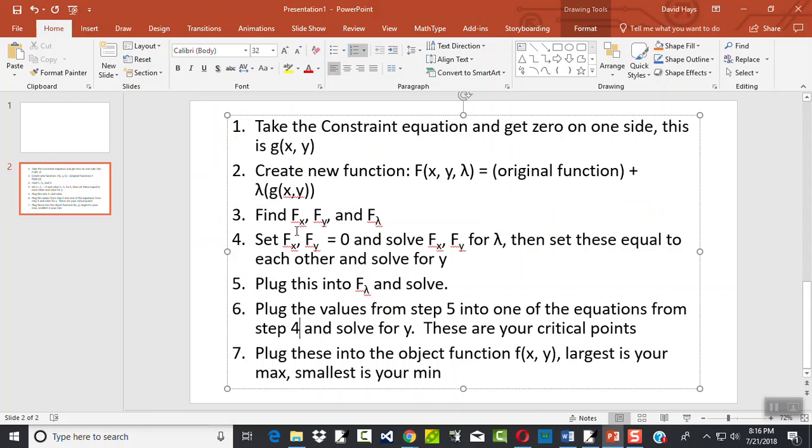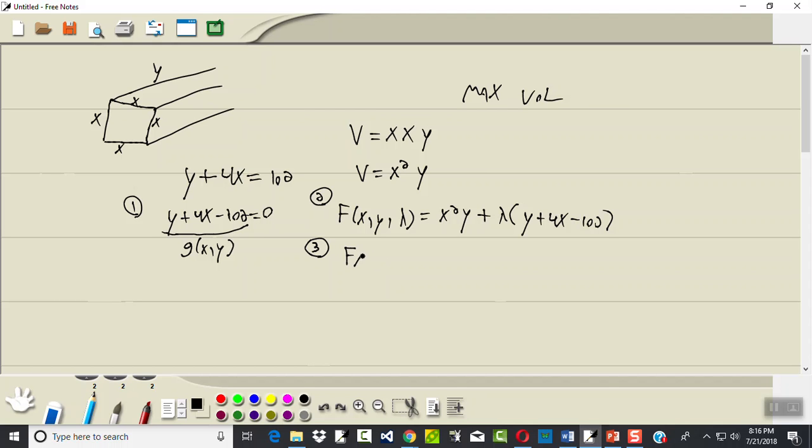Step 3, you want to find some partials with respect to x, y, and lambda. And I better simplify that first. Okay, let's try that again. This is x squared y plus lambda times y is lambda y. Lambda times 4x is 4x lambda. And lambda times negative 102 is negative 102 lambda.